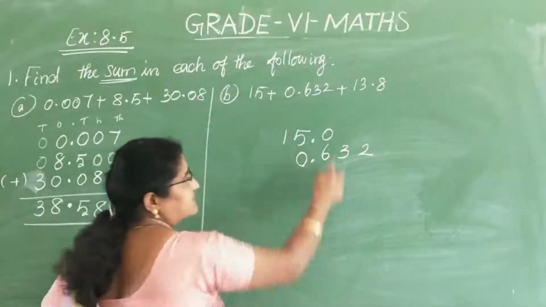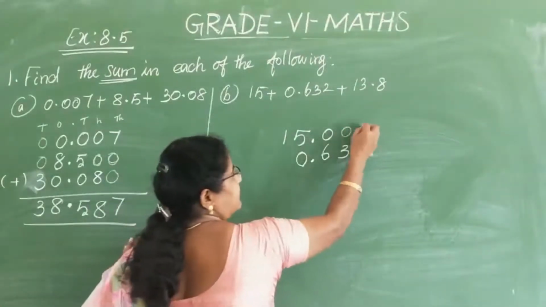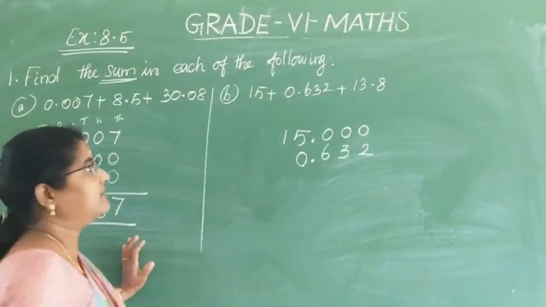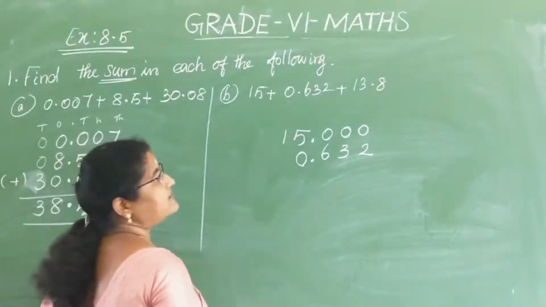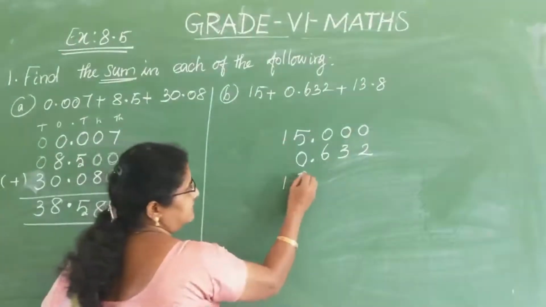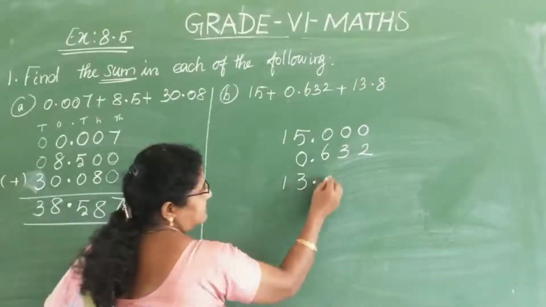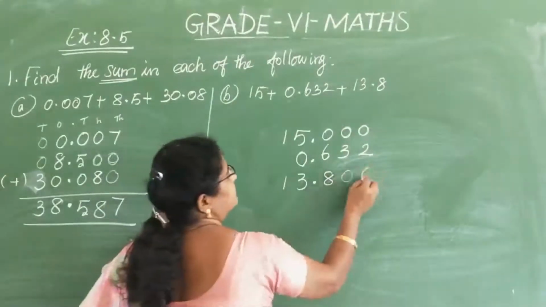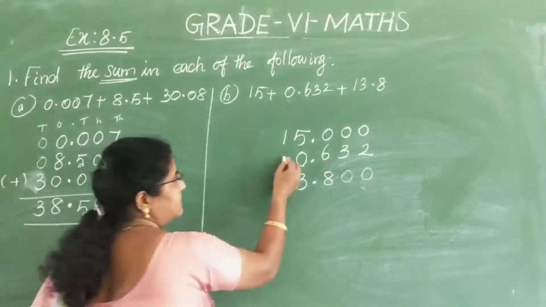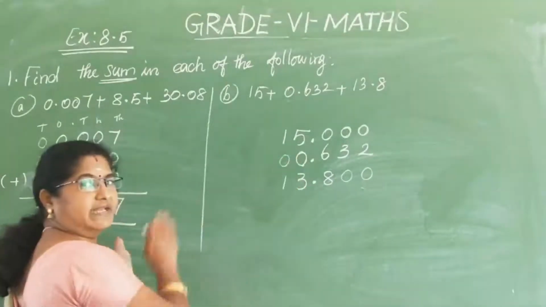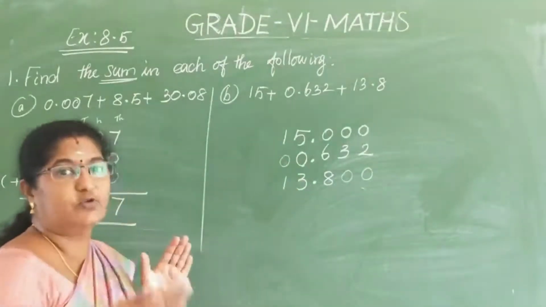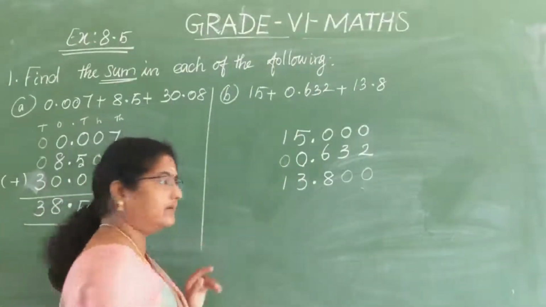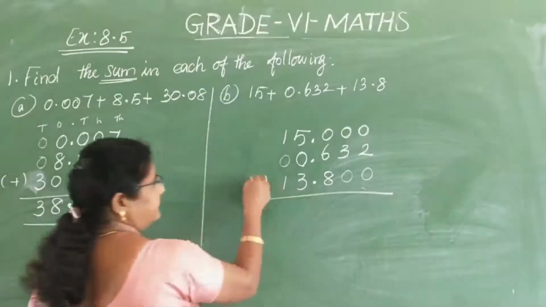0.632. Here nothing is given, so we put zeros. Understand? Next, 13.8. This place is empty, so we put 0. Here this place is empty, put 0. Yeah, we include 0 at this end or that end. Are you clear? Now we can add.